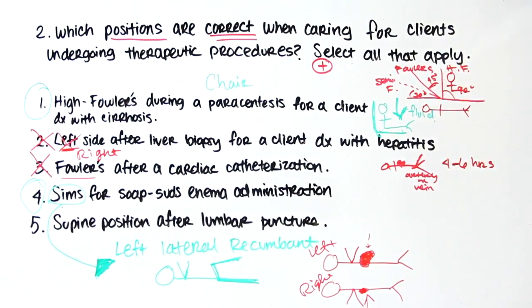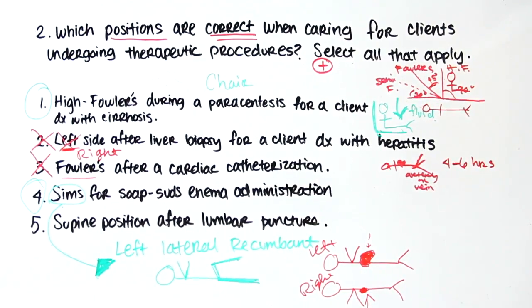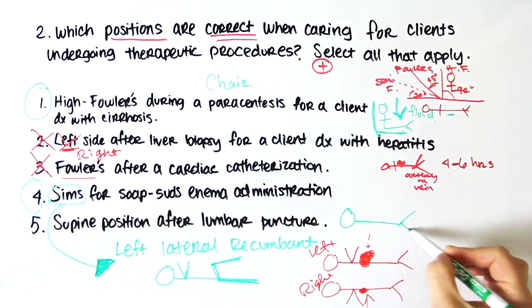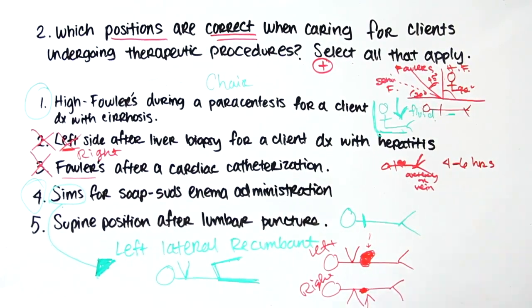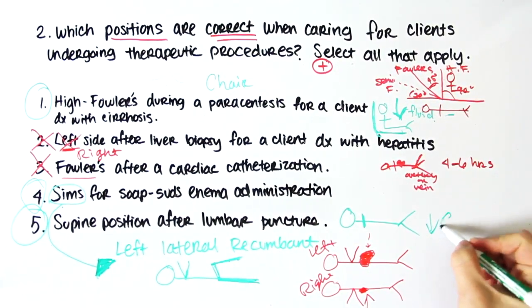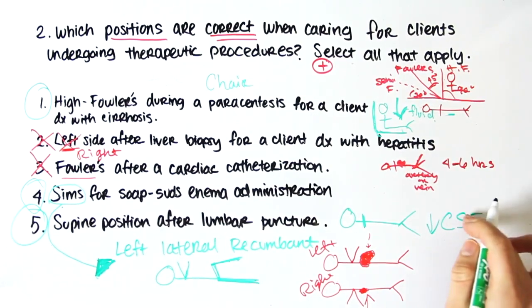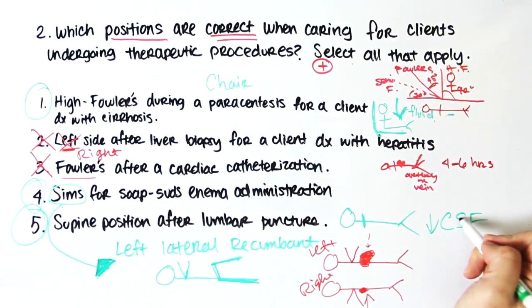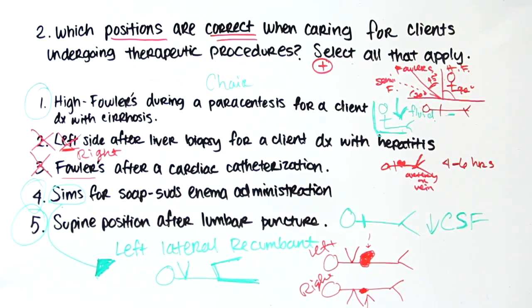Now let's look at number 5, supine position after a lumbar puncture. Supine position. So that's kind of like what I had up here. So the patient is flat, which is super important after a lumbar puncture. Is that correct? And yes, it is. Number 5 is a correct answer because any patient that gets a lumbar puncture has a risk for what? Decreased cerebral spinal fluid, and that puts them at risk for what is called a spinal headache. So we want the patient to be lying flat like this for about 4 to 8 hours.